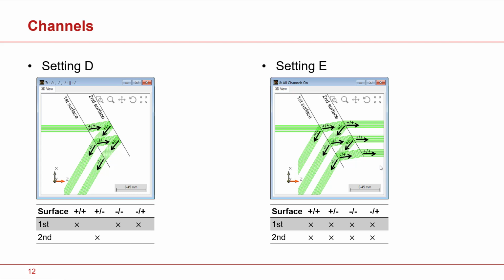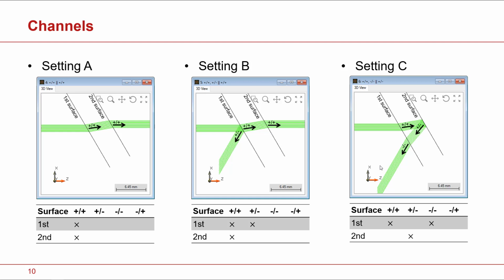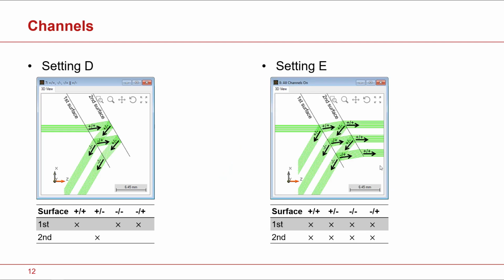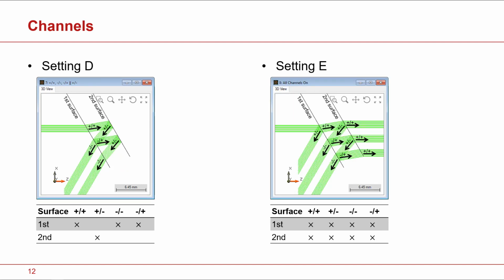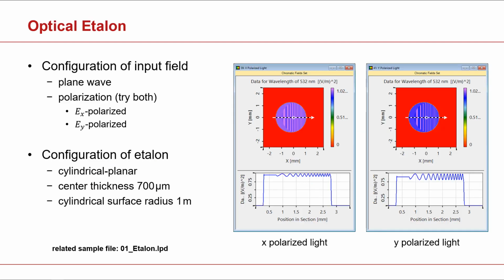The channel concept gives quite large benefits. It's quite convenient to use, and switching between sequential and different degrees of non-sequential tracing is quite flexible. We just need one optical setup, for example here a double interface component, and we can switch between sequential and different degrees of non-sequential tracing by defining different channels of both surfaces. Now let's look at a sample.